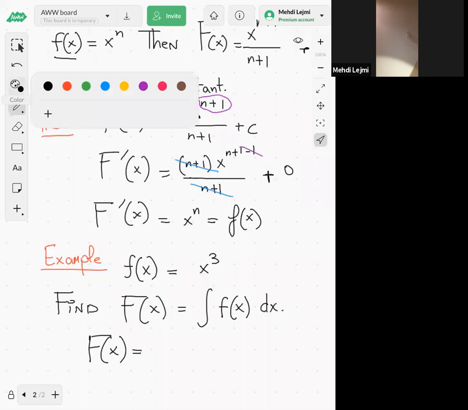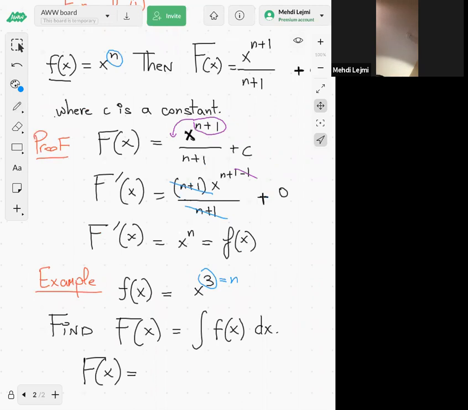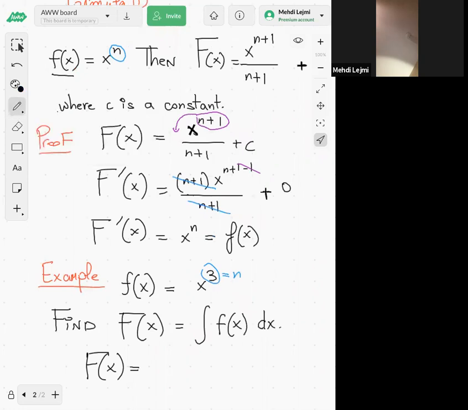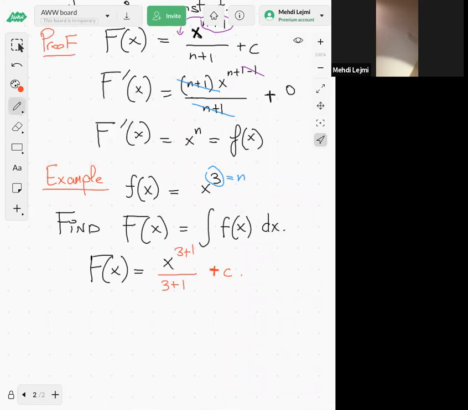So I'm going to apply this power rule. We said it's x to the power n. So my n is three, right? So then the antiderivative, or the integral, would be x to the power n plus one. So it's x to the power three plus one, plus a constant c. Okay. So this antiderivative or integral of lowercase f, this capital F of x, would be equal to x to the fourth over four plus some constant c.